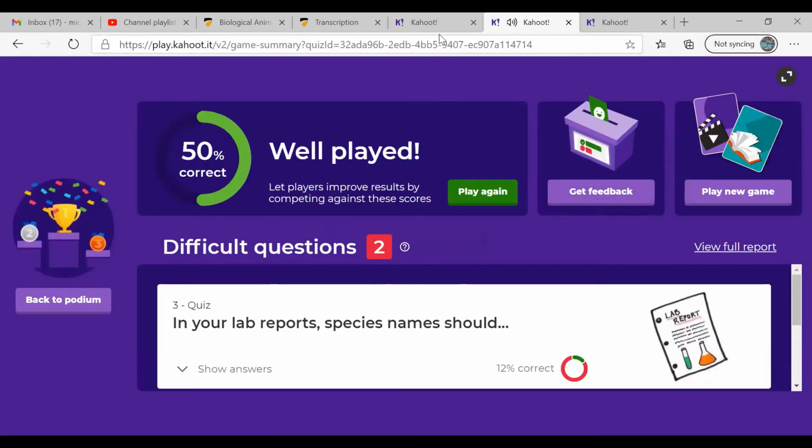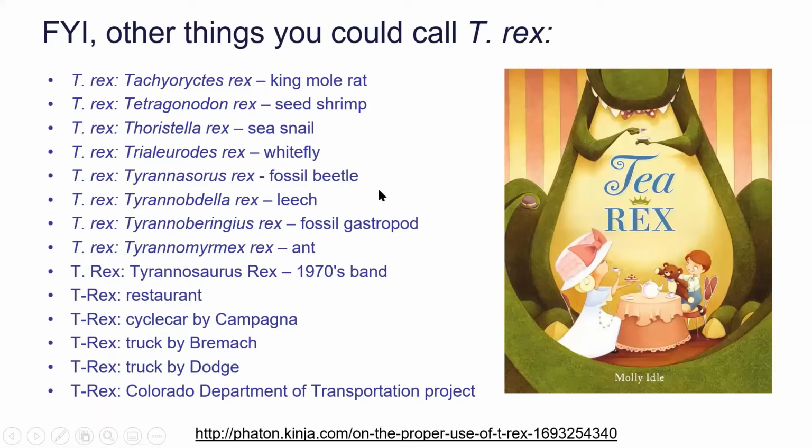Okay, so back to the PowerPoint and back to a little bit about science. This is just for your information. I thought it was cute, throwing in the T. rex. The T. rex is actually a children's book, and you can see that Tyrannosaurus is coming for tea with the little girl and the little boy.